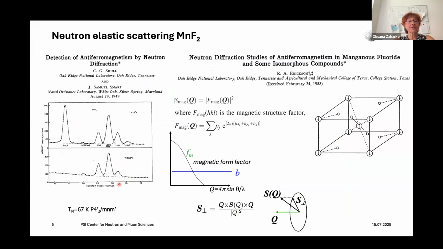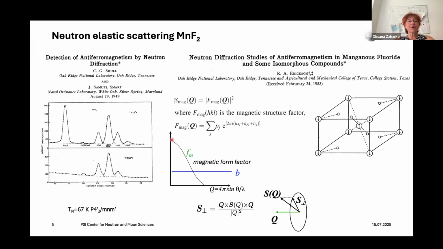This is in paramagnetic state. You have 3, might be 4 Bragg peaks, and when you cool it down, you have one more Bragg peak, and this is 1, 0, 0, and this is actually the antiferromagnetic peak, magnetic order. Now from the right side, you should see the structure.